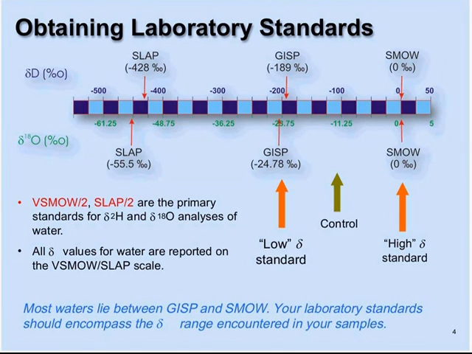by the arrows there. So what we really, as a user, are looking for is a set of two laboratory standards that more or less encompass the user range that you will encounter in your samples. So what you're looking for is a low, perhaps somewhere around GISP, and a high around 0 or even slightly higher. And of course, you want to have an independent control that's located somewhere in the middle.